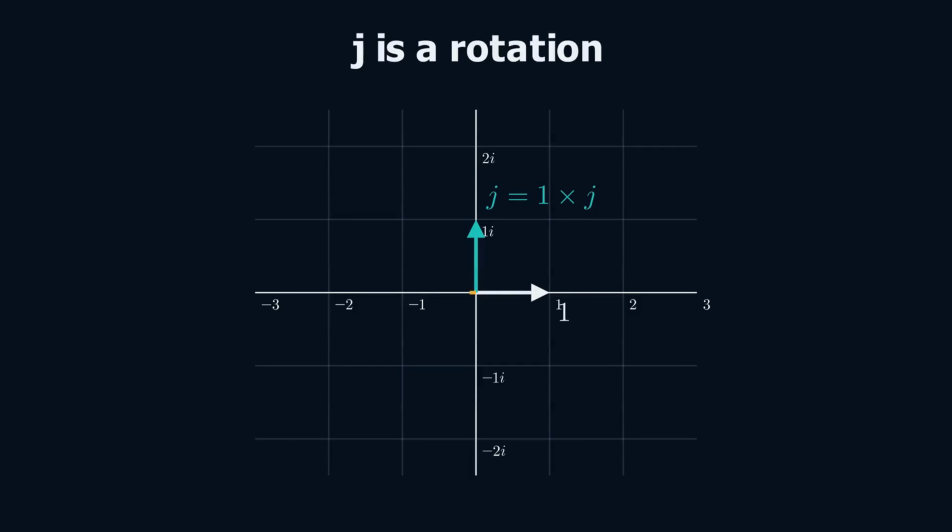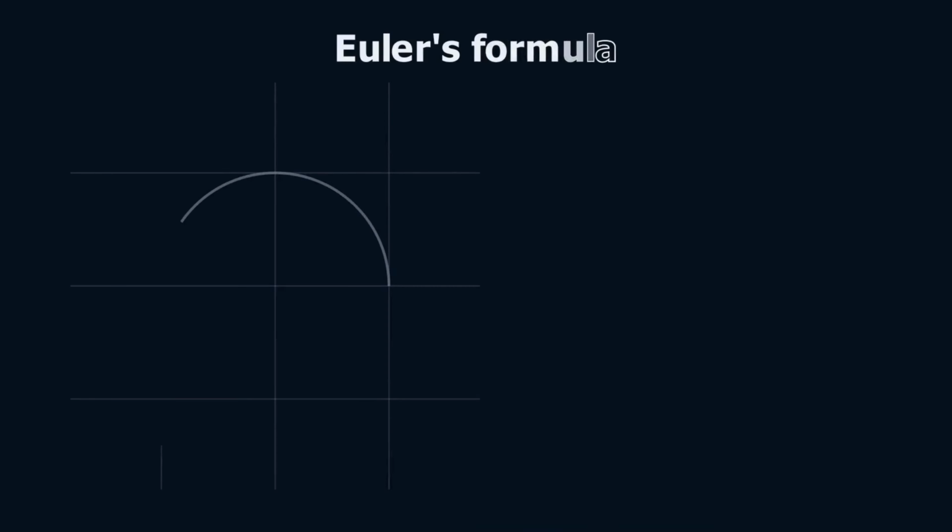Multiply by j again, rotate another 90 degrees, and you land on -1. And there it is. j squared equals -1 is not a weird algebraic rule. It is just two quarter turns making a half turn. Every mystery in this subject traces back to this one picture. Keep it in mind. If multiplying by j is a quarter turn, what is a rotation by any angle theta?